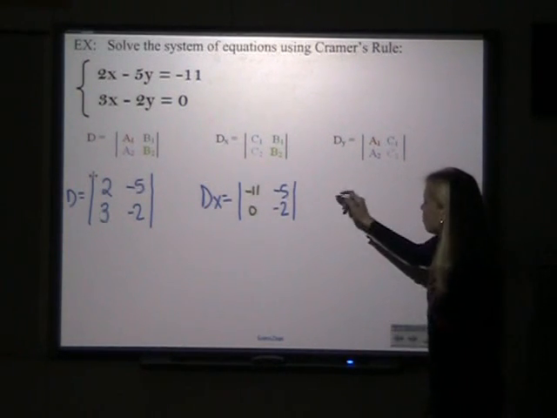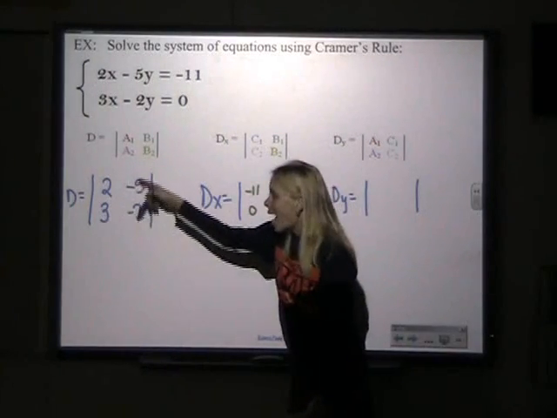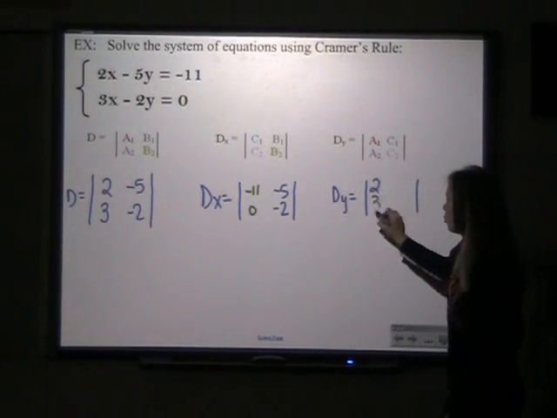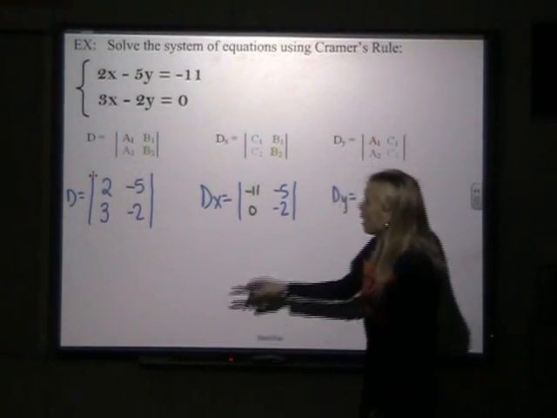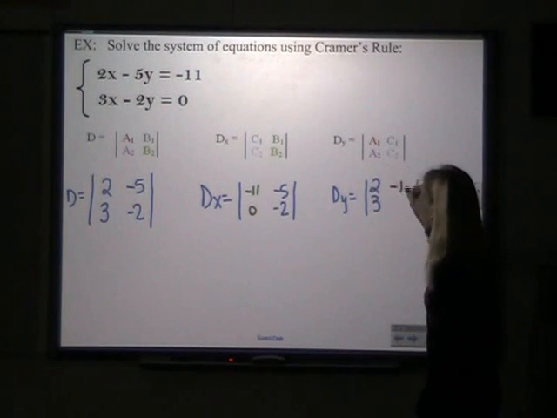For my last matrix, I'm going to leave the y's out. So I'm going to still put my 2 and 3. But for where my y's go, I'm going to put the numbers on the end.